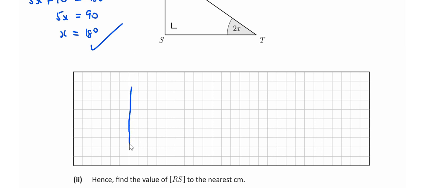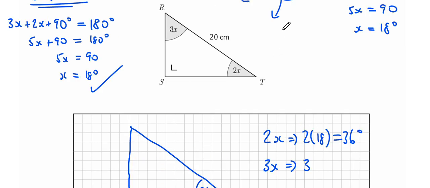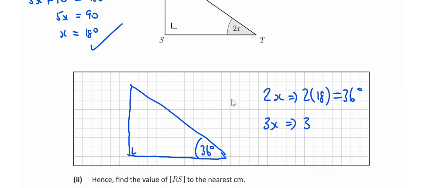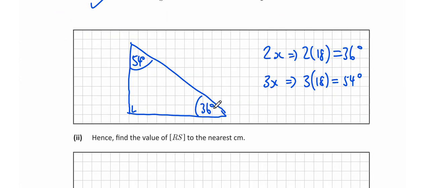Part B, your new updated triangle now becomes, so that's 90. 2x is 2 by 18, which is 36 degrees, so that goes down there. And 3x is going to be 3 by 18 there, so 3 by 18 is 54 degrees. So that's that one up there. So there's that triangle again. 3x up there, 3 by 18 is 54, and 2x down here, 2 by 18 is 36.